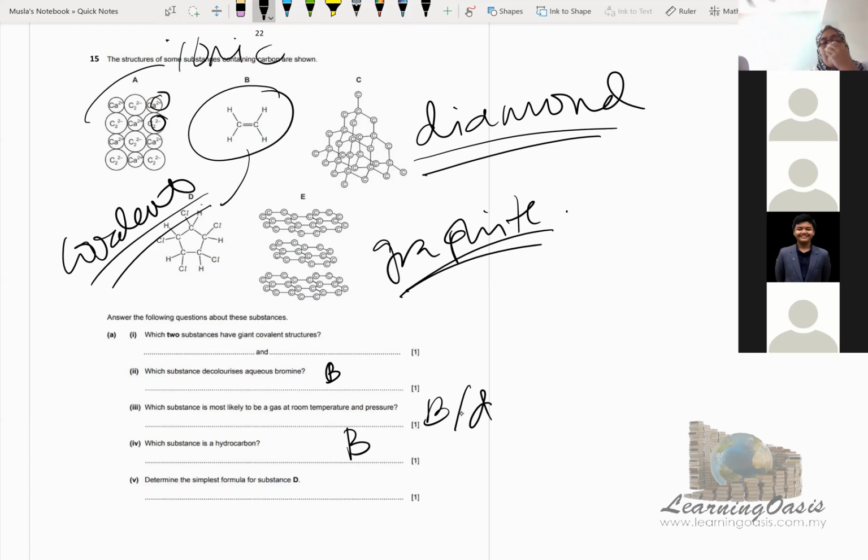Because it has a C double bond, made only of carbon and hydrogen. Yes. Remember, what is a hydrocarbon? An organic compound made up of hydrogen and carbon only. Determine the simplest formula for substance D.